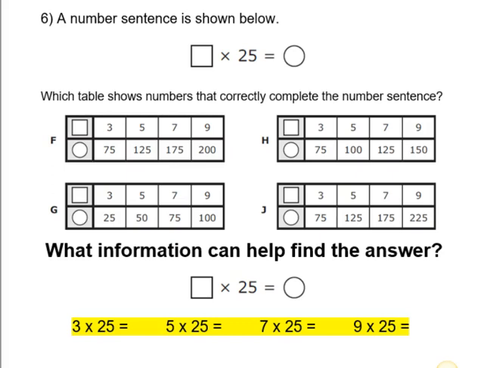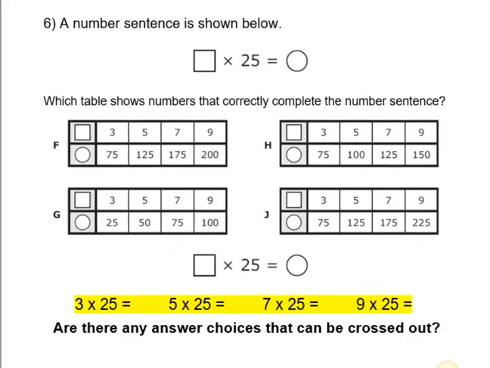And an easy way to think about it, because a quarter is 25 cents, we can think of, well, if I have 3 quarters, how much money would I have? If I have 5 quarters, how much money would I have? 7 quarters, how much money is that? And also, if I have 9 quarters, how much money would I have? That's an easy way of figuring out this problem.